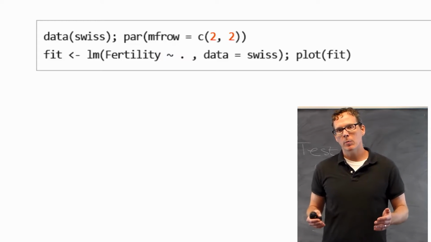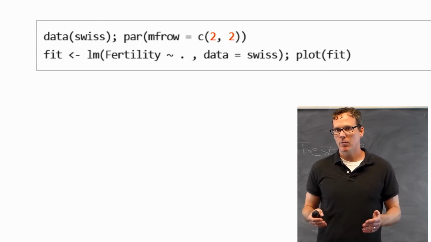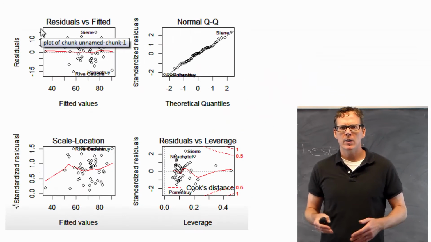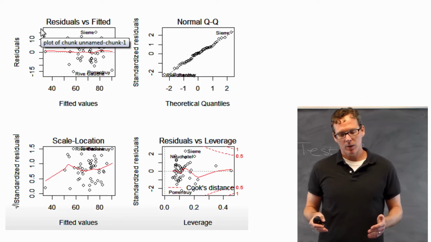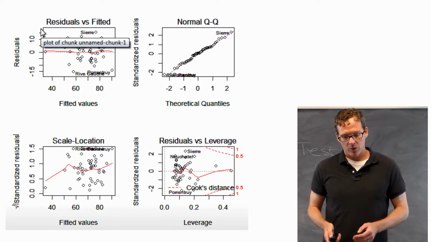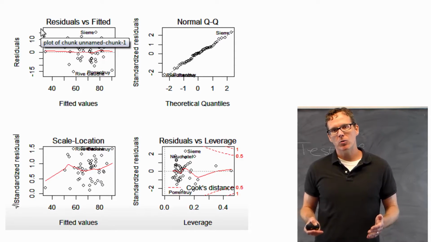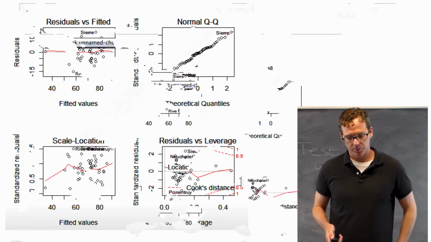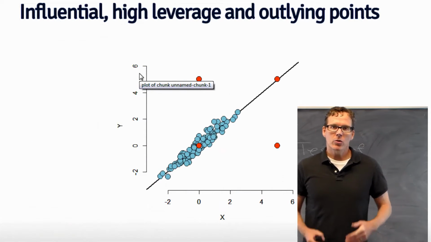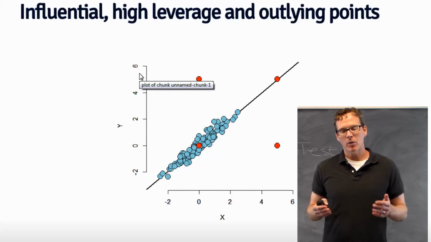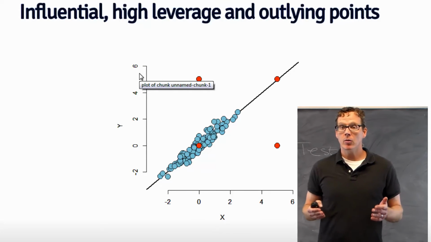Then the generic command plot actually will just plot the fit. It will create a series of residual and diagnostic plots for you. I did par mfrow equals c(2, 2) so that it all fit on one page. So in this class, we're going to go over what the basics of these plots are. To do that, we need to discuss influential points and outlier points, and that there's a distinction.